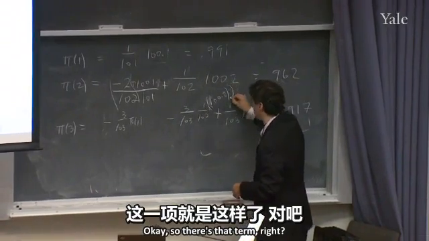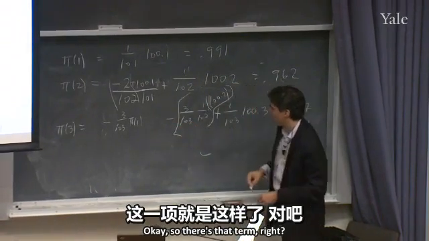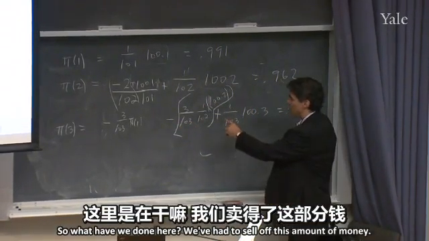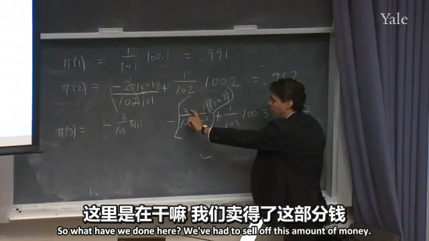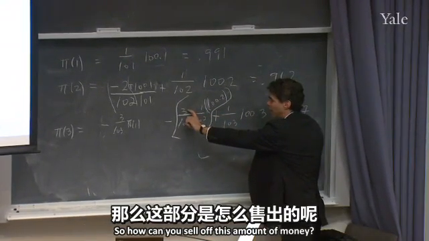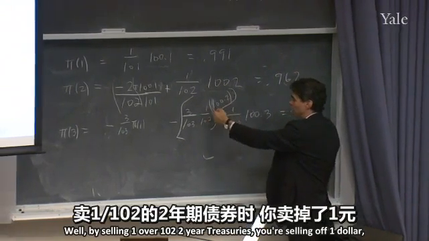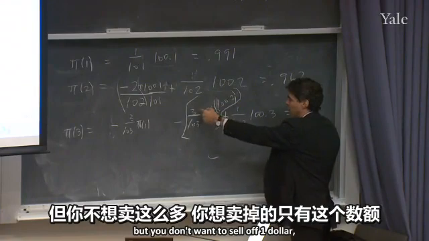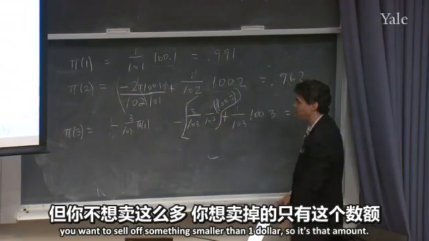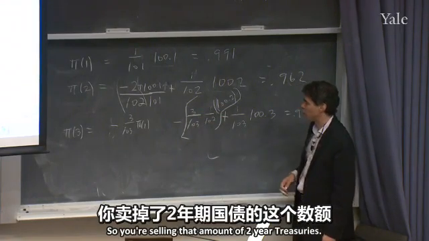Okay, so there's that term, right? So what have we done here? We've had to sell off this amount of money. So how can you sell off this amount of money? Well, by selling 1 over 102nd 2-year treasuries. You're selling off $1, but you don't want to sell off $1. You want to sell off something smaller than $1, so it's that amount. So you're selling that amount of 2-year treasuries.